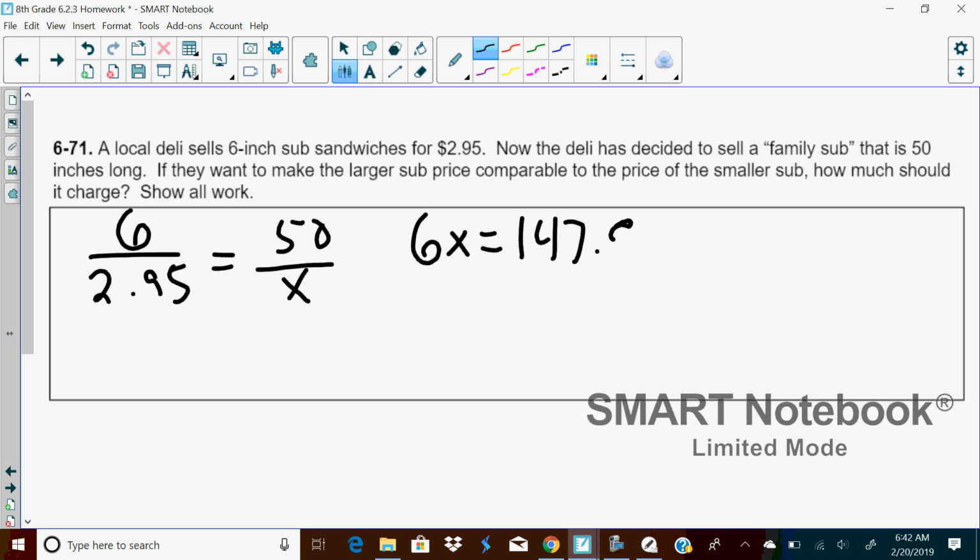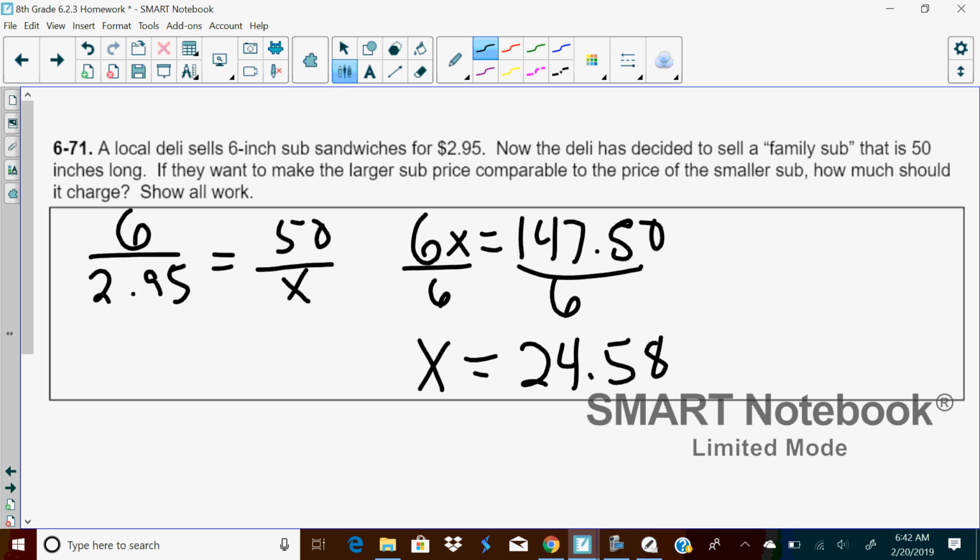Got 6x equals 147.50, or 50 times 2.95 divided by 6. So I got x to equal 24.58 approximately. But if you said like 25, that would be fine too.